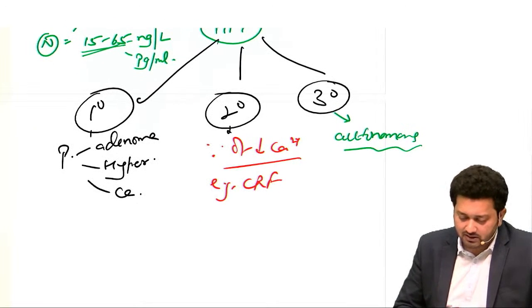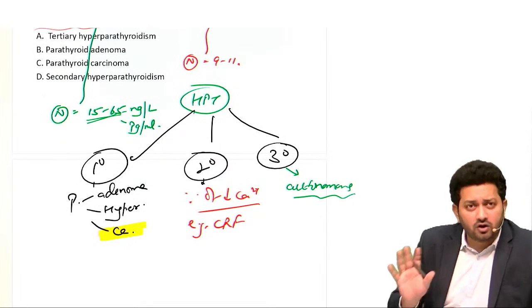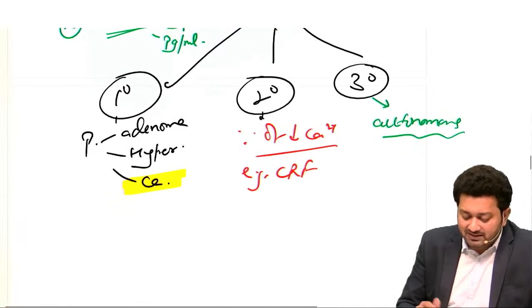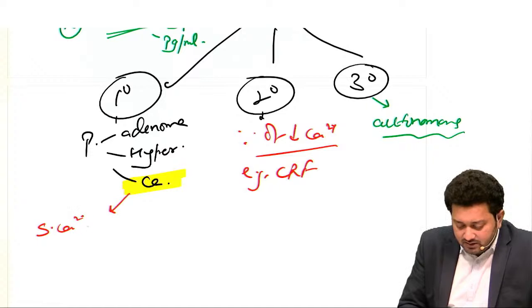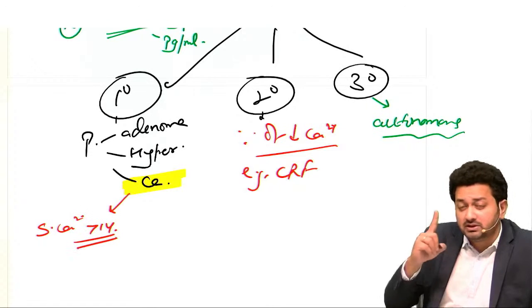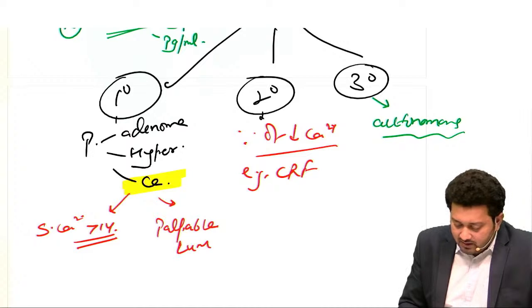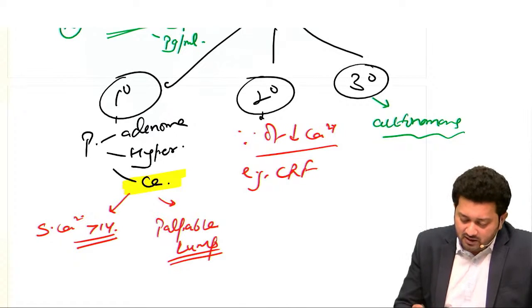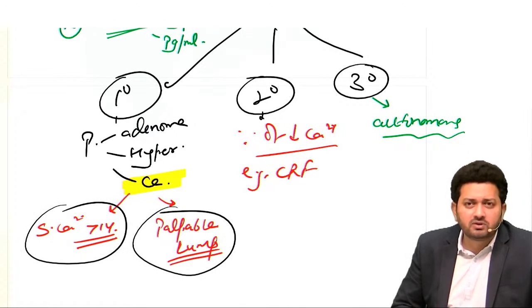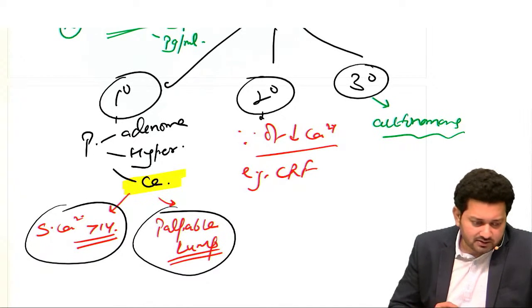So two cases in which you should be suspicious of carcinoma, which is very uncommon. First, if the serum calcium is more than 14, you should be suspicious, it could be a cancer. Second, if there is a palpable lump in the neck. Usually parathyroid adenomas and hyperplasias are not palpable. Because palpable or serum calcium more than 14, you should think about carcinoma.